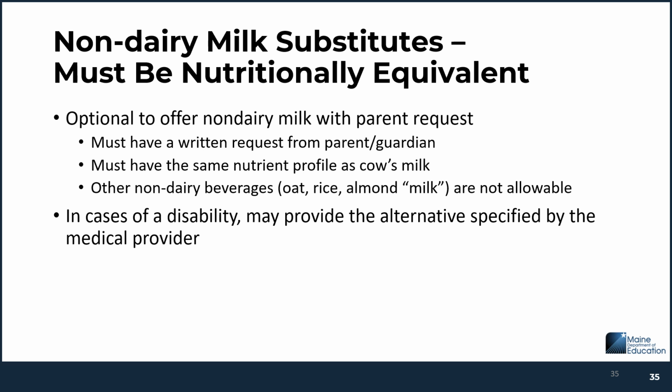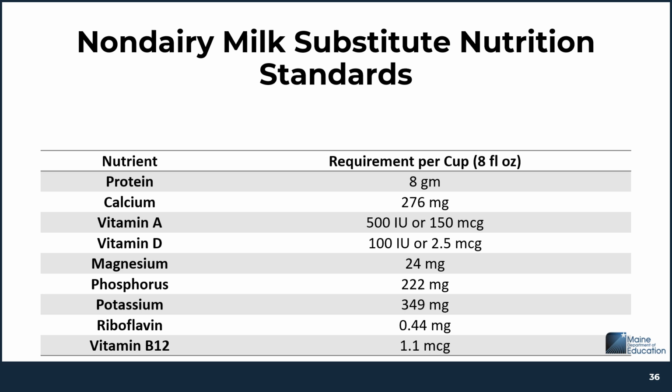So again, this is optional to offer this option with a parent request. However, in cases of a disability which require a non-dairy alternative to cow's milk, you must have the completed medical statement from the doctor, and then you have to follow the instructions on the form. So that would be the only case when there may be a non-dairy option that's provided that does not meet the nutrition criteria. So here's the nutrition profile of cow's milk. If providing a non-dairy option with written parental request, the substitute that you offer must meet or exceed the nutrition criteria on the screen.